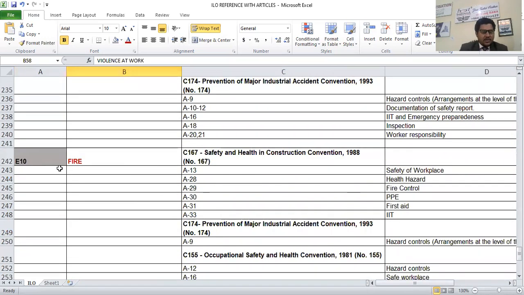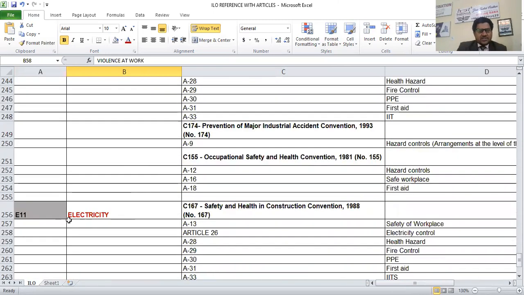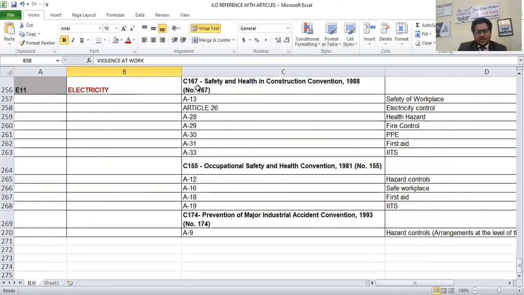For fire, element of fire is C. Okay, so same way we have electricity. So I hope these article numbers and the exact references will be helping you.